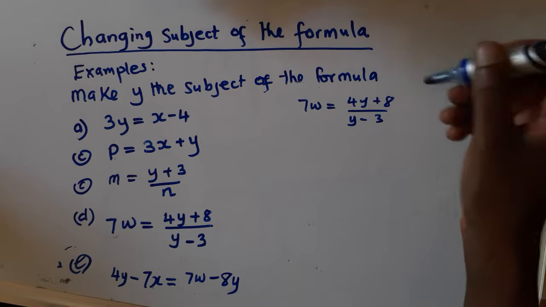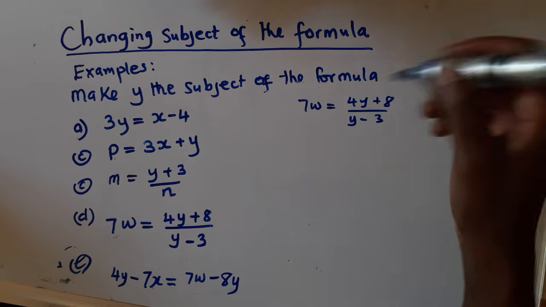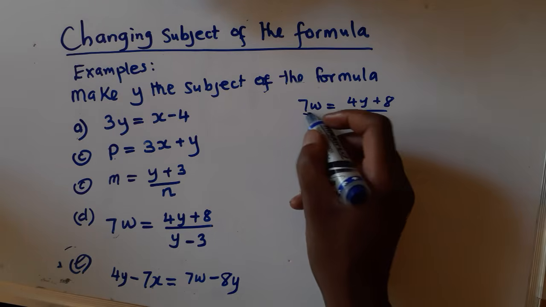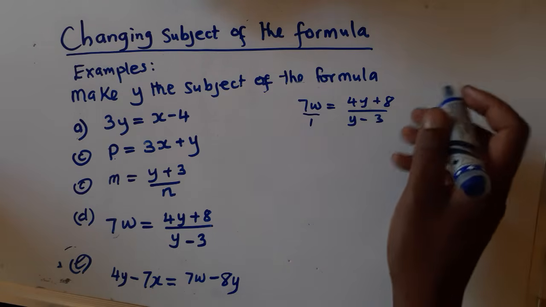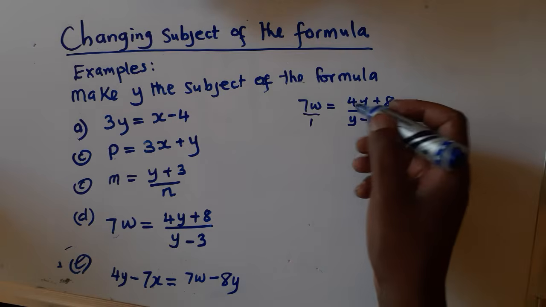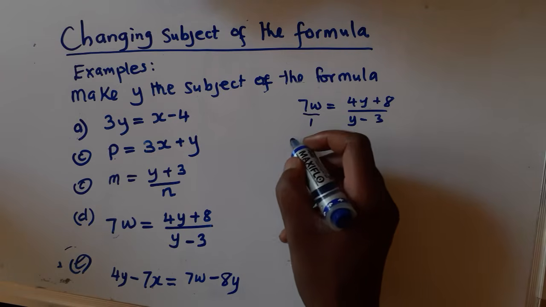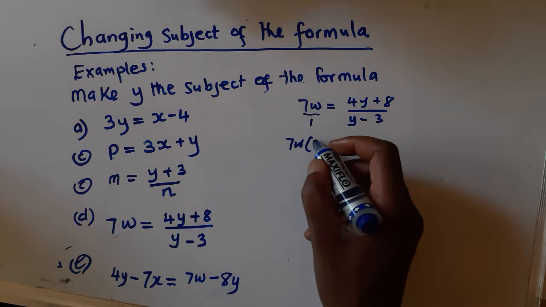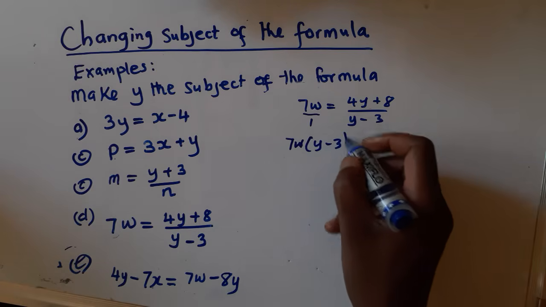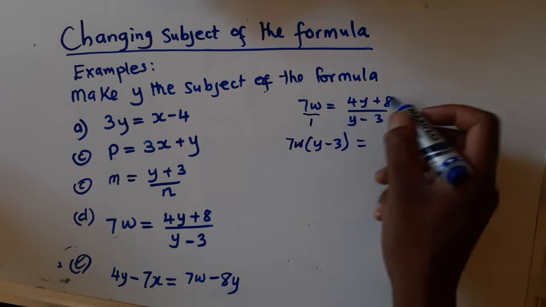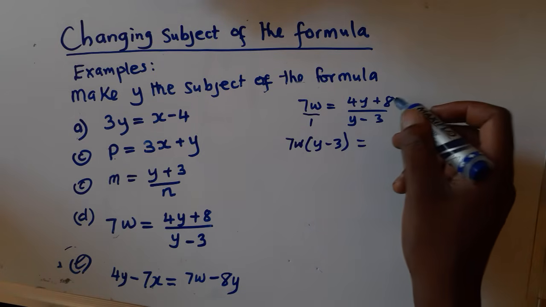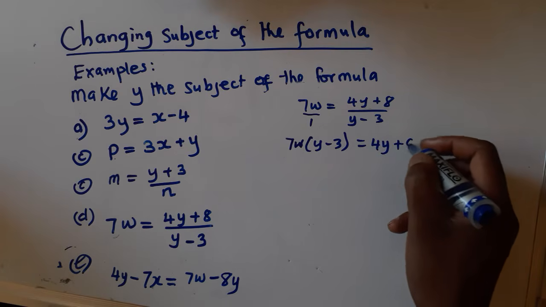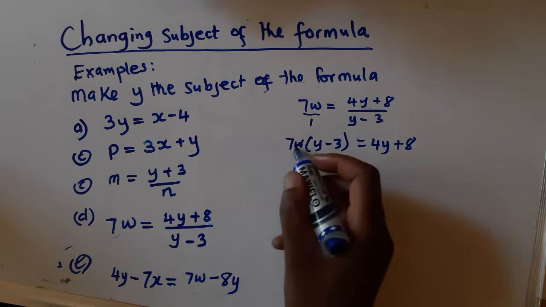Just like I told you, in this case we are solving for y. And this one, you have to pay attention because we've got y and we've got y here. So first thing first, like I said, we need to cross multiply. So to cross multiply, you can start with 7w, which is going to be multiplied by y minus 3 is equals to this one. When you multiply it by 4y plus 8, it will still remain 4y plus 8. We get rid of the brackets here.